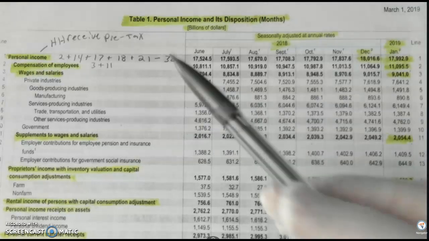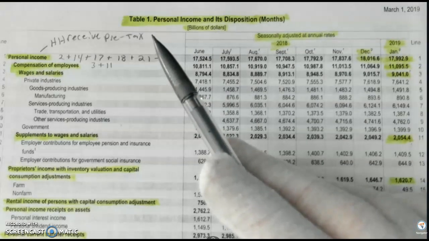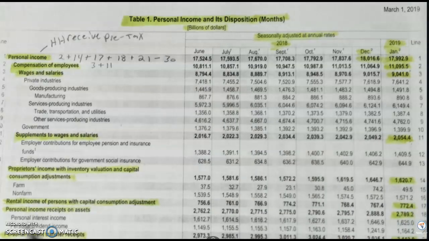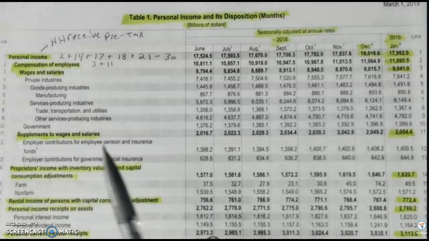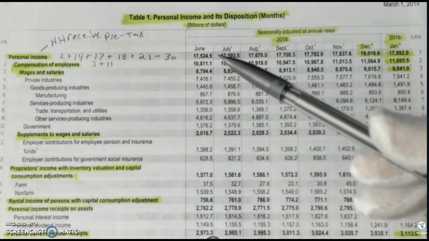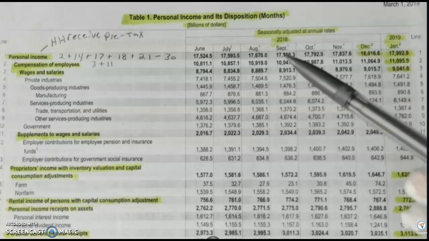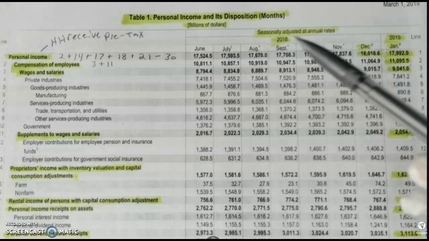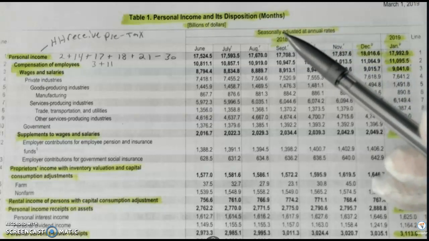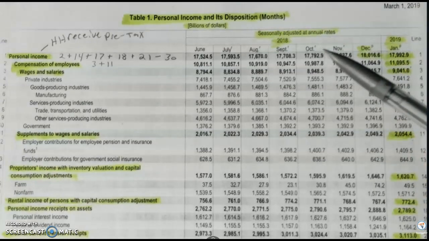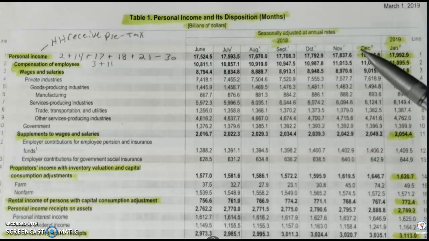So let's start with some basics. Table 1 is the most important of the tables we'll look at. Note that the data is in billions of dollars, and it looks like over here we have the various categories of income, and then we have the various months. This is 2018 and all the way to January 2019 data. And also note that we are in seasonally adjusted annual rates. Seasonally adjusted meaning we've adjusted for changes due to the seasons, and annual rates meaning we've taken whatever monthly figure we get and multiplied it by 12 to annualize it.